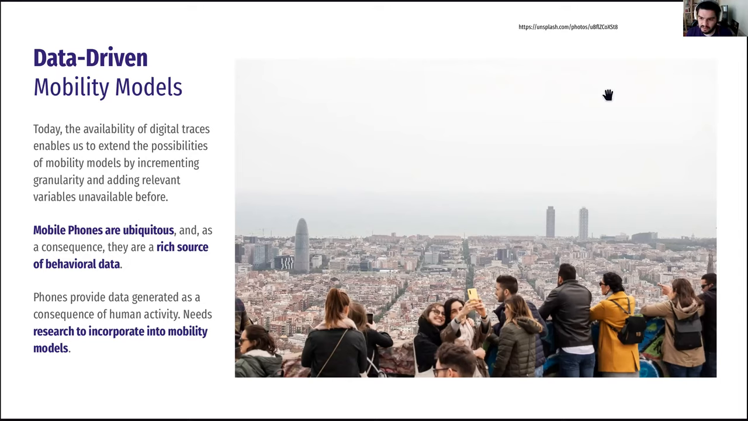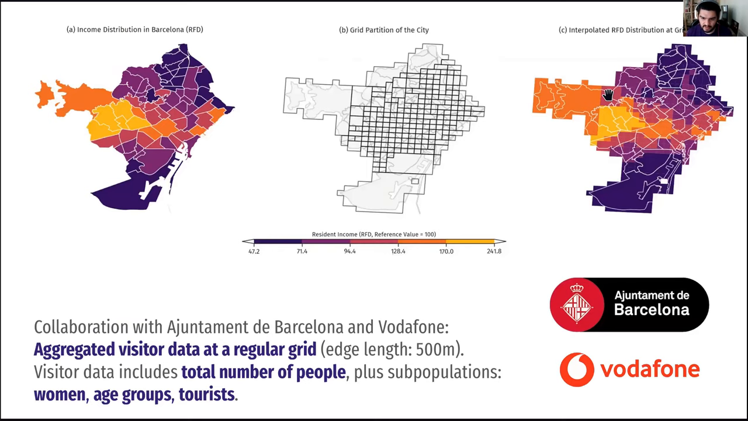So for instance, we are working with the Barcelona City Council, and we have an agreement with Vodafone. So there are three institutions involved in this collaboration. And we analyze the aggregated mobility in the city in terms of neighborhoods and in terms of this grid that you see here. So we can know for every one of these cells in this grid what is the influx at the city, what is the origin and destination, what is the origin of the people that is at that destination.